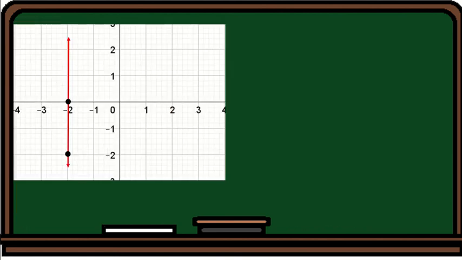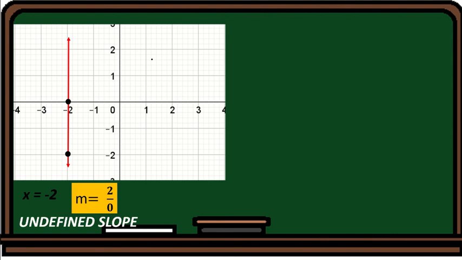Now, we have a vertical line here. So, pag vertical line, ibig sabihin, your slope is undefined. So, your x is equal to negative 2. So, wala kang run dito kasi akyat baba lang. So, 2 over 0, which makes your slope undefined.